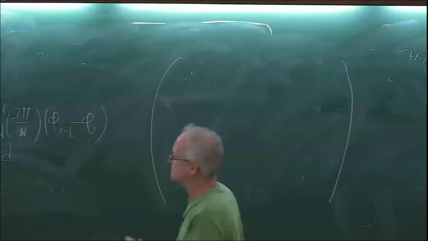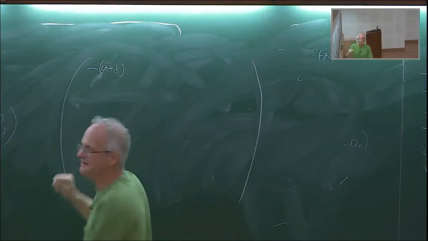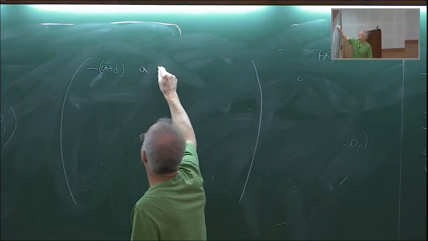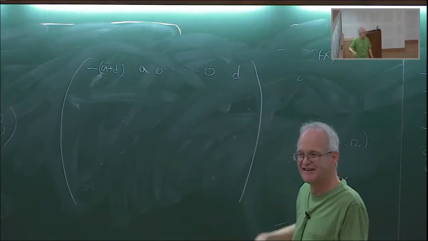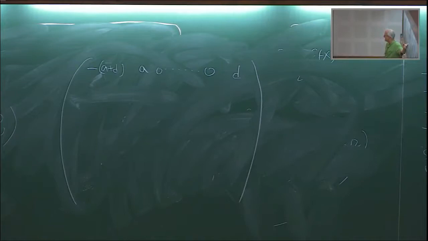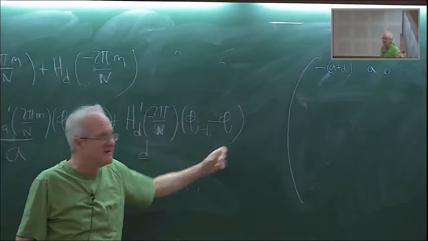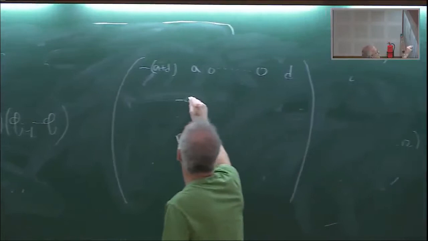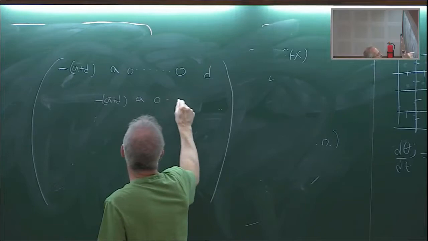J equals 1. It's minus A plus D, A, 0, 0, D. Right? You see that? I think I did it right. Yeah. J equals 1. It's A phi 2 minus A phi 1. And this is D phi n. Remember that rule. All right. What's the next guy? It's minus A plus D, A, 0, 0, D. Right?